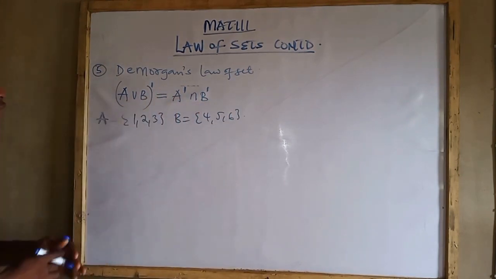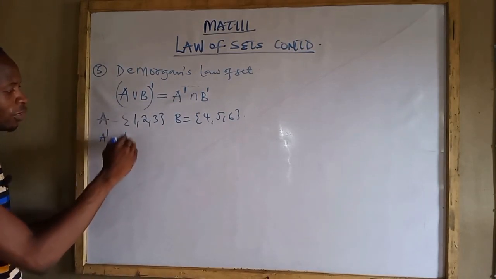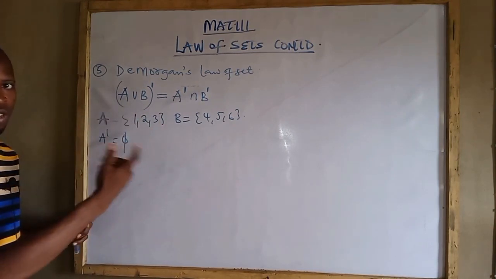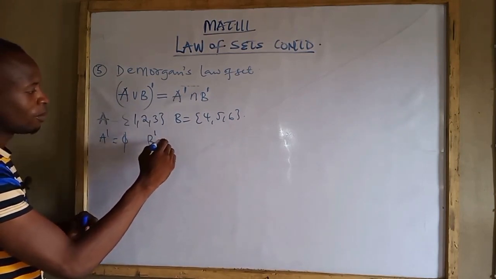Now, of course, for us to find our A complement here, it's simply going to be empty, because this is A, and the complement of A is simply what? Empty, because we don't have any complement of A in this case. Okay, so we also have the same thing, B complement is equal to what?